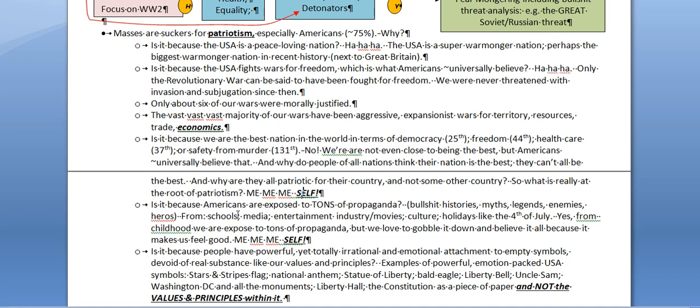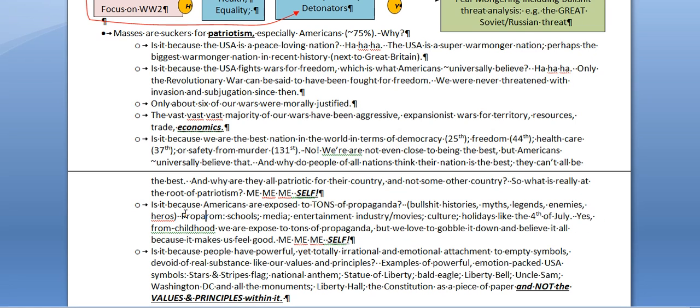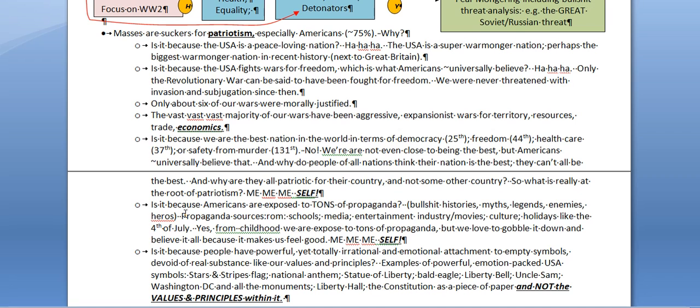Is it because Americans are exposed to tons of propaganda? Well, we are. All the bullshit histories, myths, legends, enemies, heroes. From school, from childhood. Media, entertainment industry, that's where you get it. Propaganda from all these sources: school, media, entertainment, movies, culture, holidays, like our 4th of July. But we love to gobble it down as well and believe it because it makes us feel good.